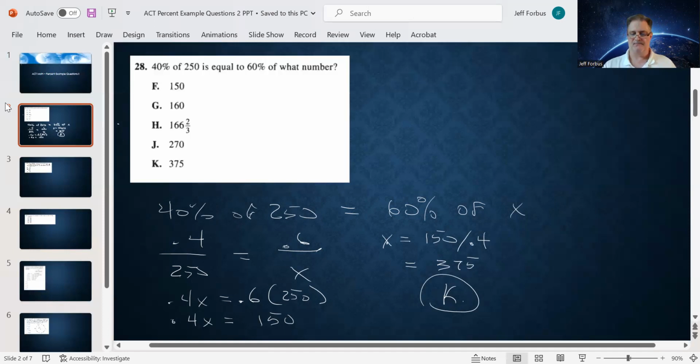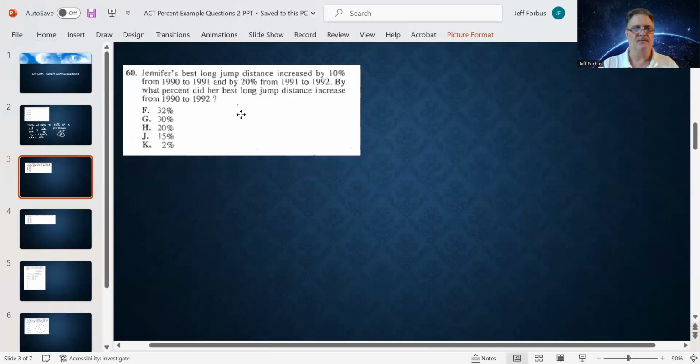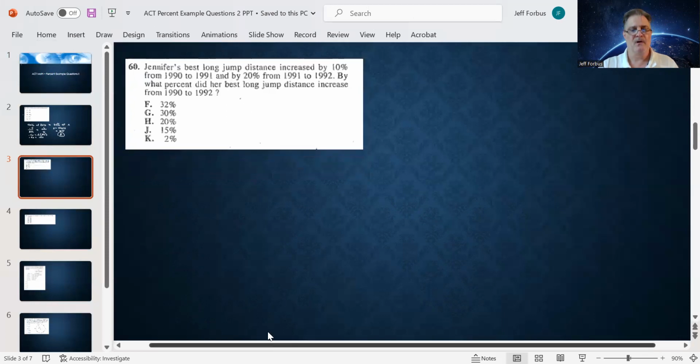Okay, let's move to the next question. That one's out of place too, so let me move that up into the corner some more. All right. Jennifer's best long jump distance increased by 10% from 90 to 91 and by 20% from 91 to 92. When you see something like this, you know it's going to be a percent increase or possibly percent decrease. Let's finish the question. By what percent did her best long jump distance increase? So percent increase from 90 to 92.